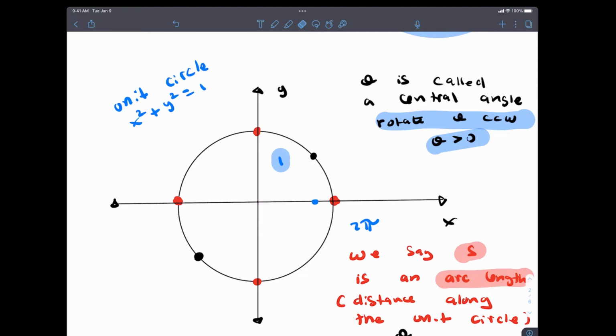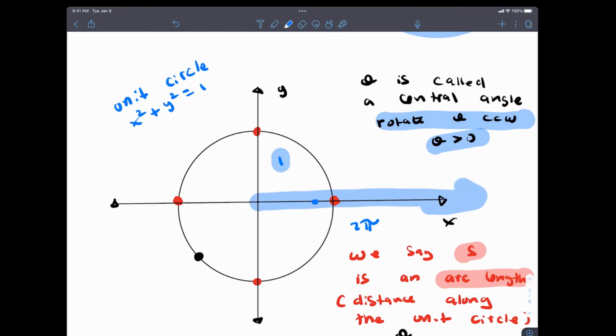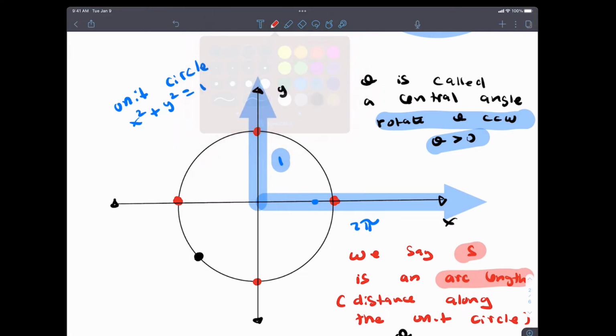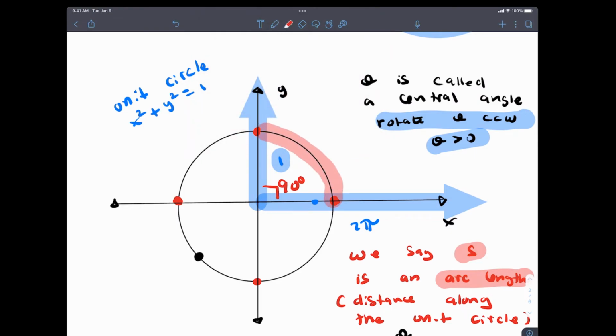You want to know what that means? Here's where you start. What's a 90-degree angle? What does a 90-degree angle look like? Isn't that 90 degrees, ladies and gentlemen? So you know what the arc length is along this circle for 90 degrees? It's pi over what? 2. That's what that means.